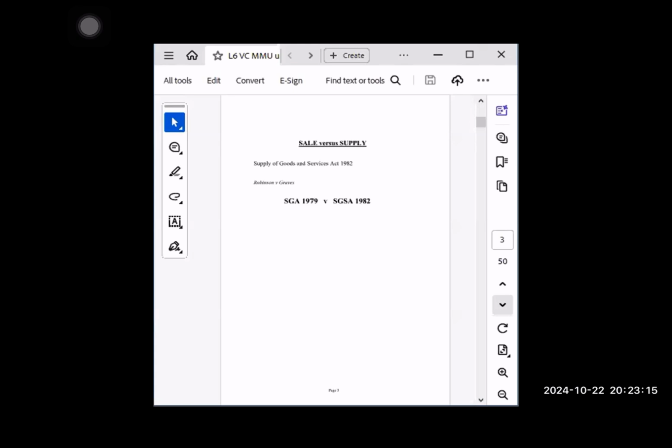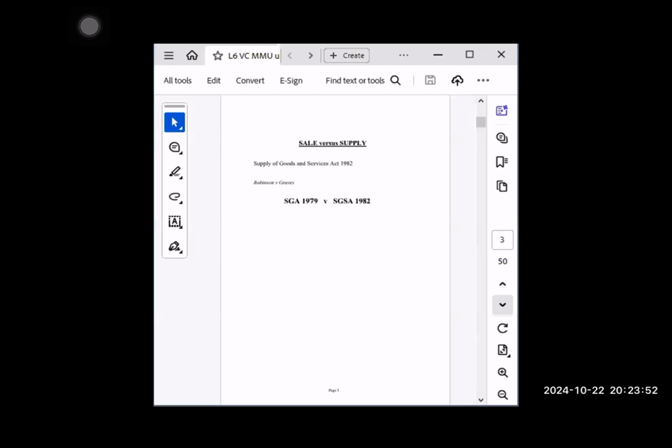Example, a contract for painting a portrait. This will be under the 1982 Act because the substance is for the services, even if goods, the physical painting, is sold. That's the case of Robinson against Graves. The court said a contract to paint a portrait is a contract for skill and labor. Now, if the substance is ultimately for goods, then it is the 1979 Act that applies.